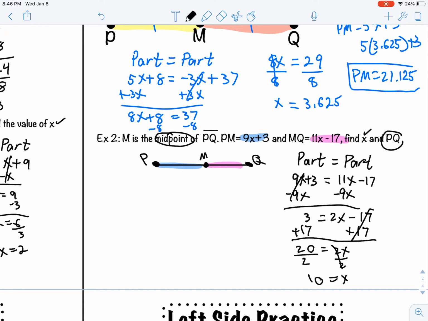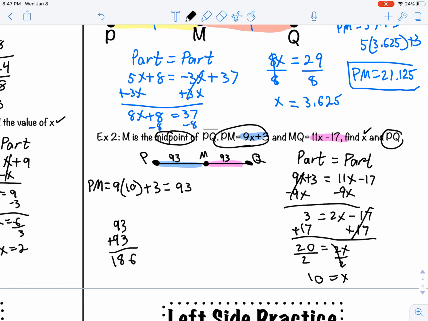Okay, so now I'm going to write that down on my picture over here. From P to M is 93. Well, if I know the left side is 93, how much do I know the right side is? It is also 93 because I know that I have two equal parts here. All right, so 93 plus 93 to give me my whole amount. Okay, so if I do 93 plus 93, what does that give me? 186. Okay, is equal to PQ.